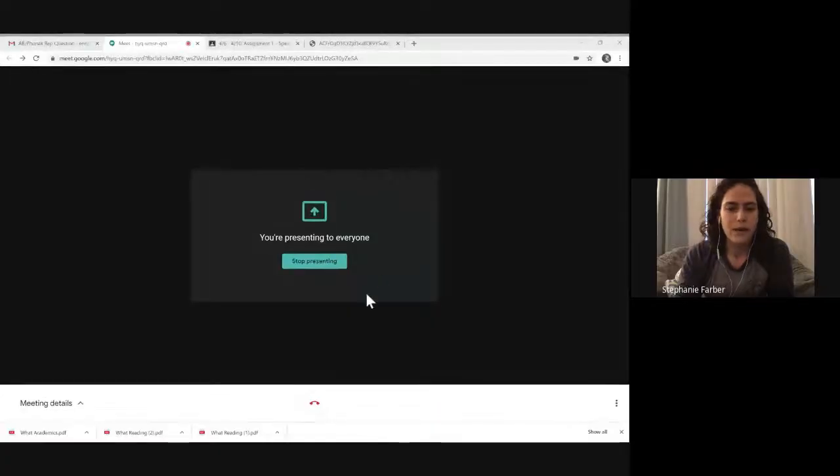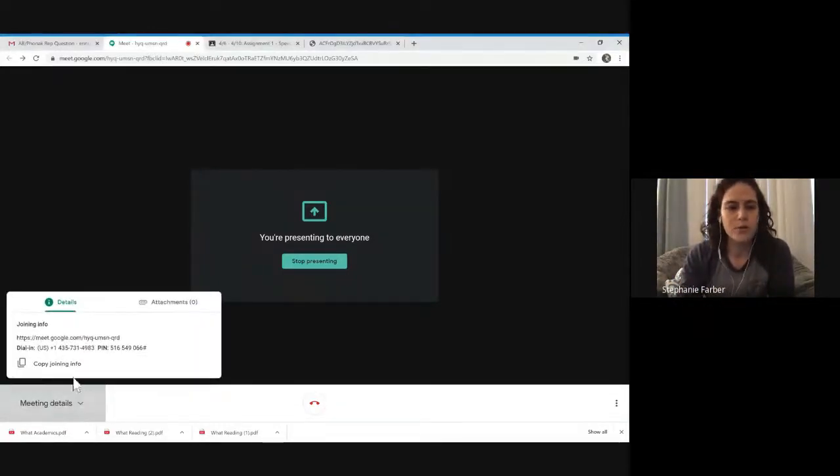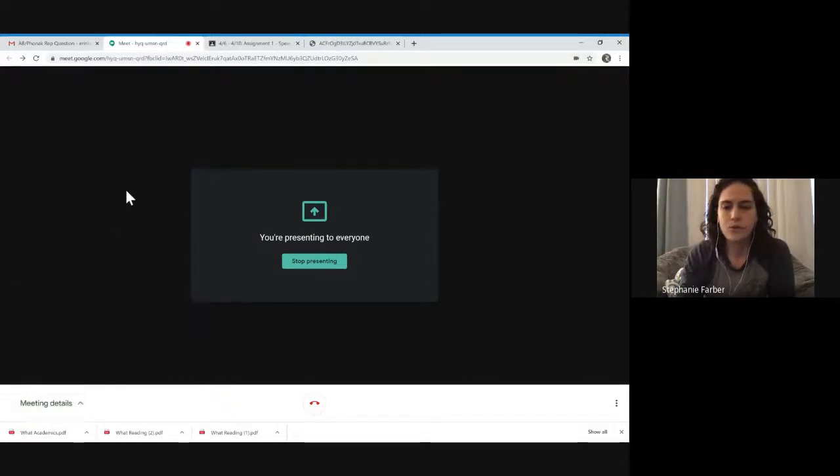If you would like to change the layout of your screen so you can see more than one person, you would then go all the way to the bottom right-hand corner. Erin, you are sharing your screen, just so you know. You can go to the bottom right-hand corner, click the three vertical dots, and click change layout. There are three or four different options for you when it comes to viewing your screen that way.